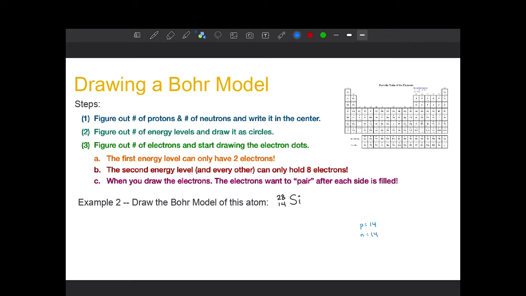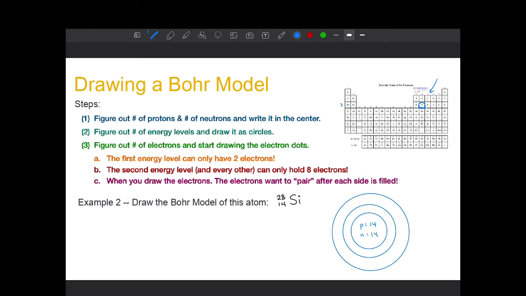Now I'm going to go ahead and draw in the correct amount of energy levels. Well, on the periodic table, where is silicon? If you can see on this tiny periodic table, silicon is right beneath carbon. That means it's on the third energy level. That means there are 3 energy levels. Let's see. 1, 2, 3, right? 3 energy levels.